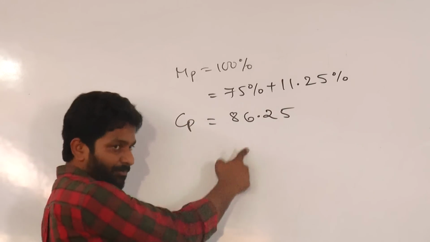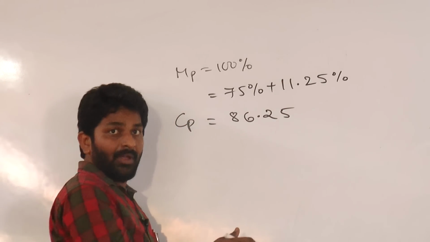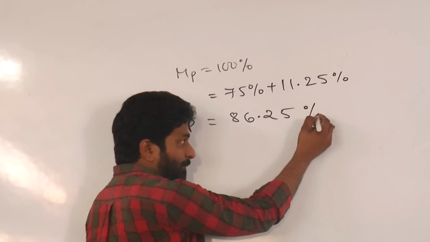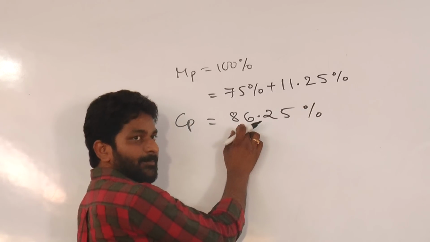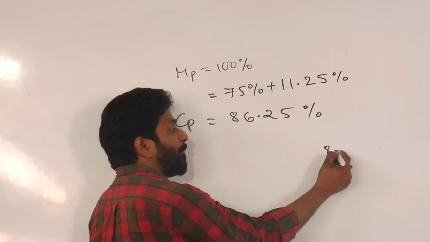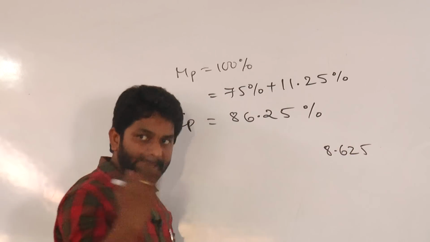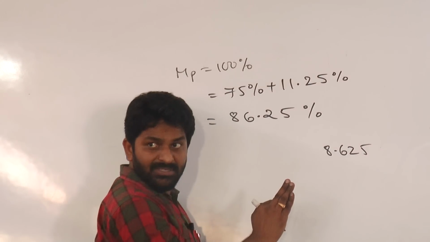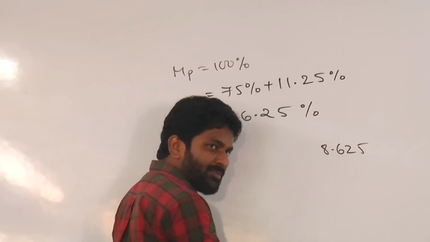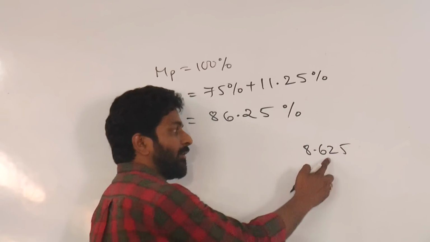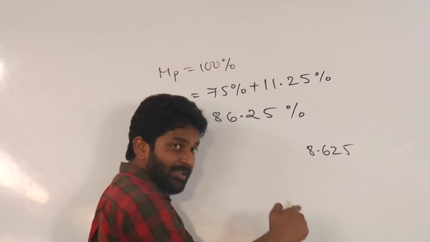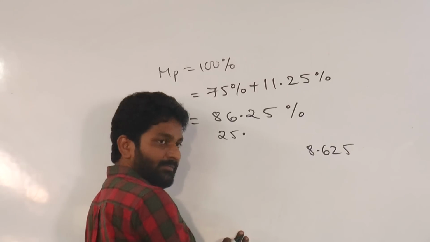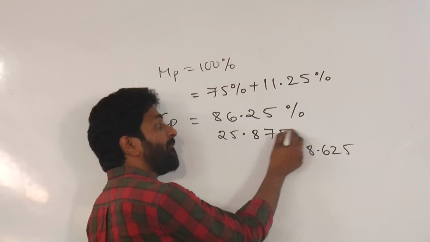This is total cost price of the item, and he is selling it at a profit of 30%. 10% of this number is 8.625. 30% we need to calculate. 8 threes, I think you can remember this. So total it becomes 25.875%.